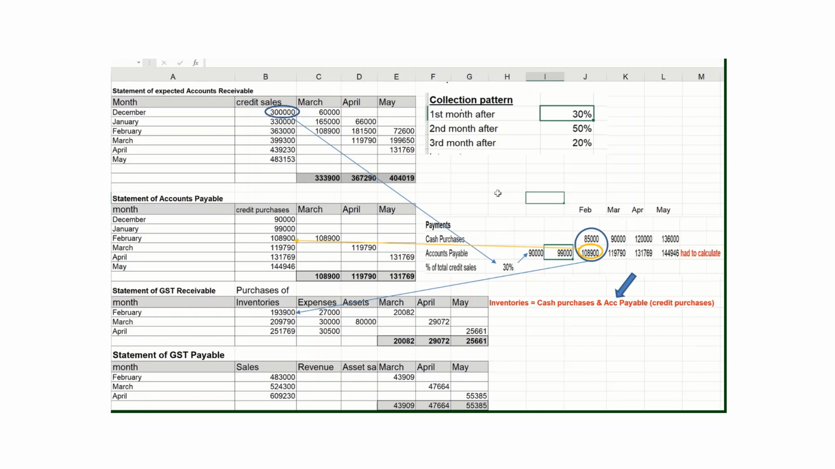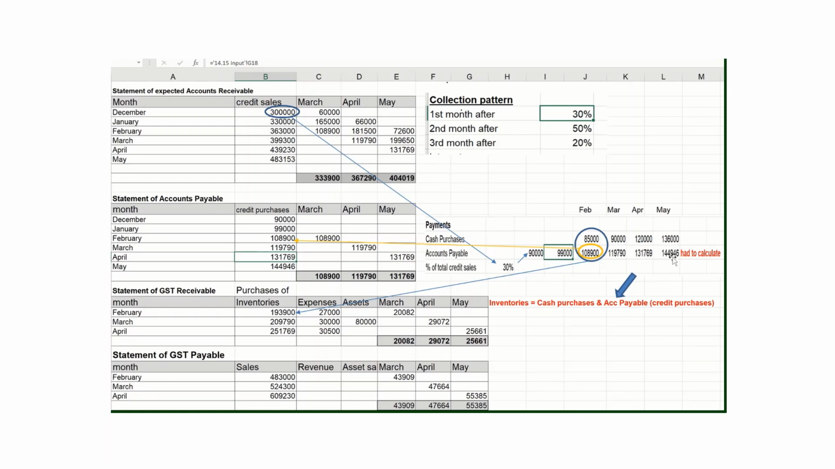So let's quickly work out the credit purchases. There is February's credit sales. What is 30% of that? And you can see I've put it there in the orange circle, 108,900. And that's the amount we put in February's column. Okay, if you look then at March, 30% of that gives you the credit purchases of 119,790. And that's how you continue. The 30% of April is your credit purchases.